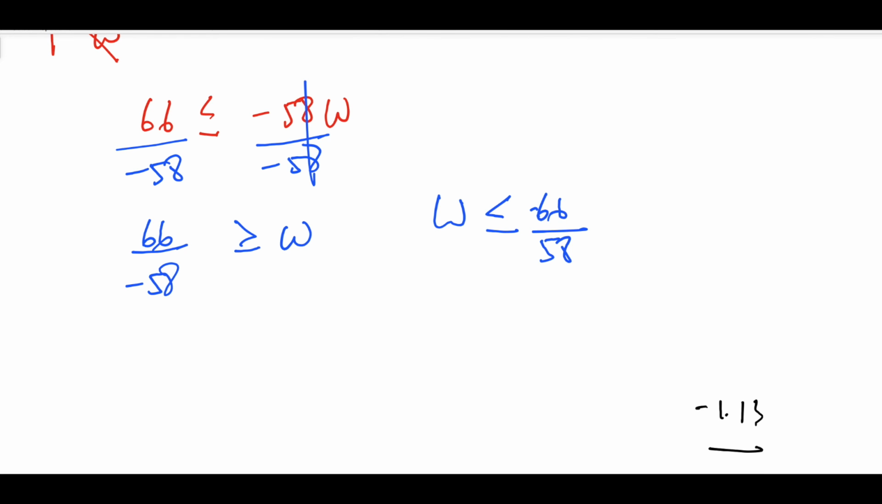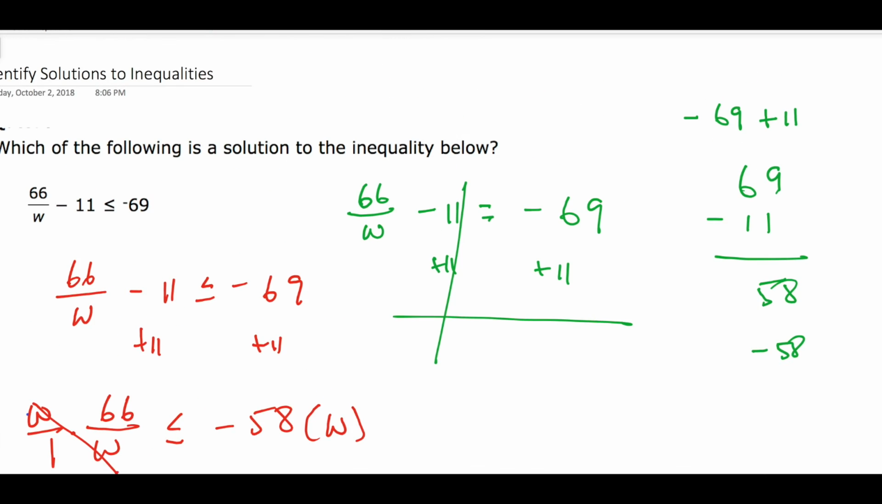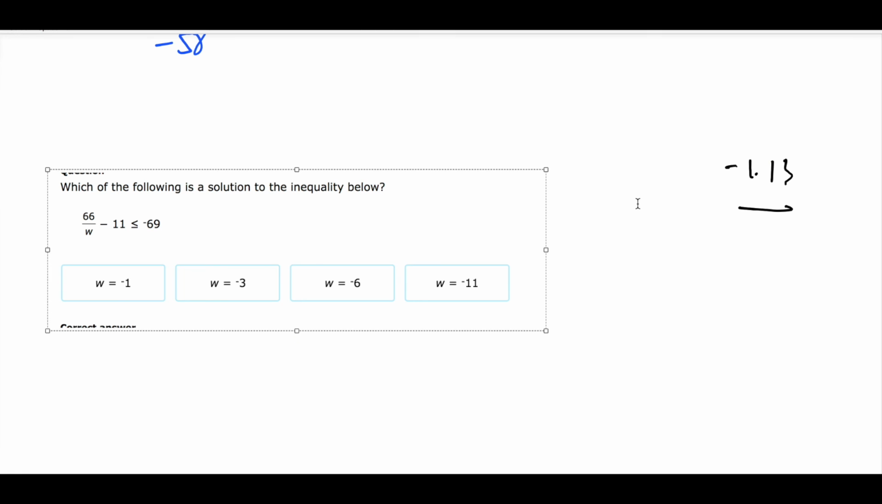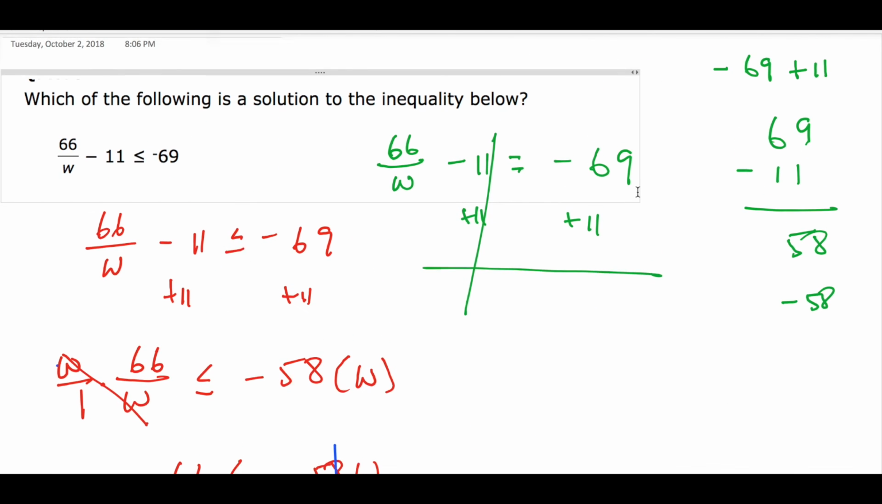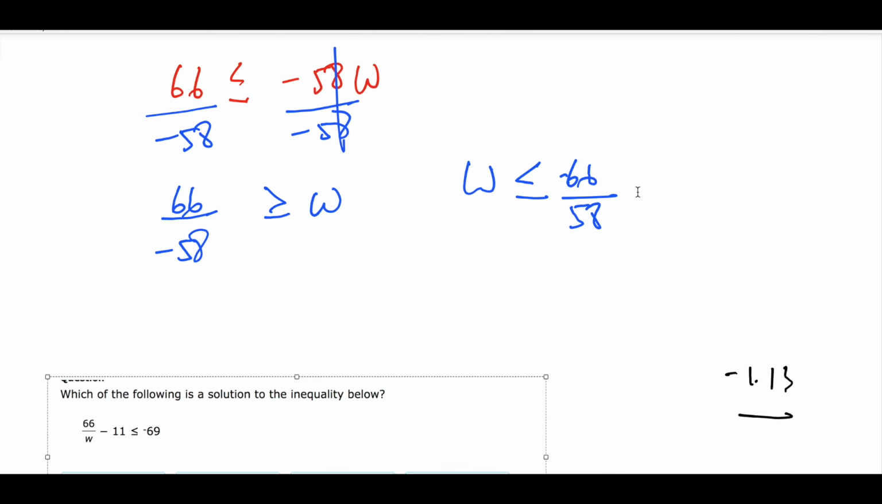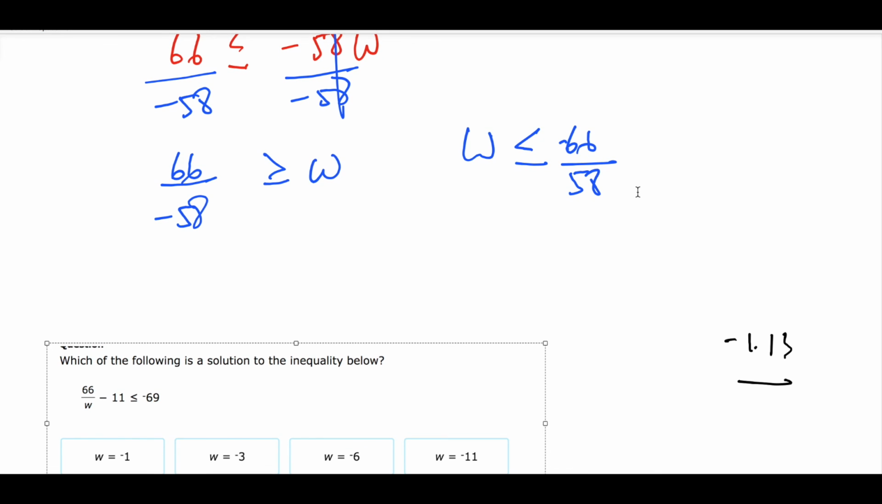Okay, so for the sake of this problem, we know that our answer is W is less than or equal to negative 1.13. Should be a negative there.